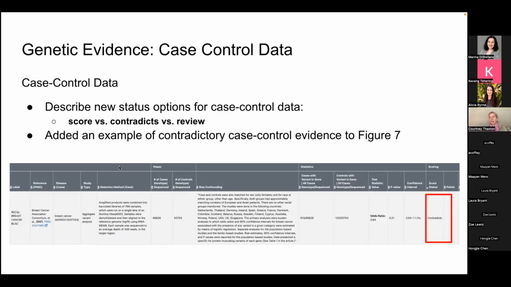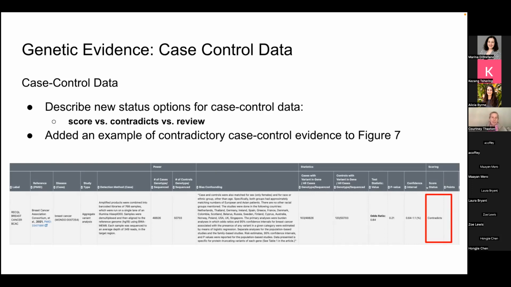We've also updated the case control data. In this, we describe new options for the case control data and how you can either score, contradict, or review. Previously, it was only score, but we realized for a number of gene curation expert panels that they were actually finding the lack of statistical significance or difference between a gene in cases versus controls could be used as contradictory evidence to dispute a specific gene-disease relationship. So you would have the ability to pick these two other statuses aside from score.